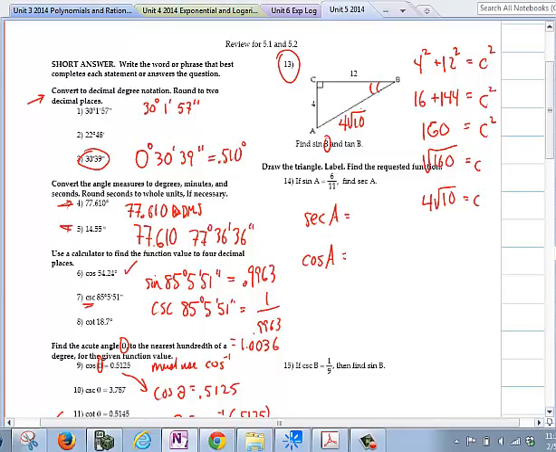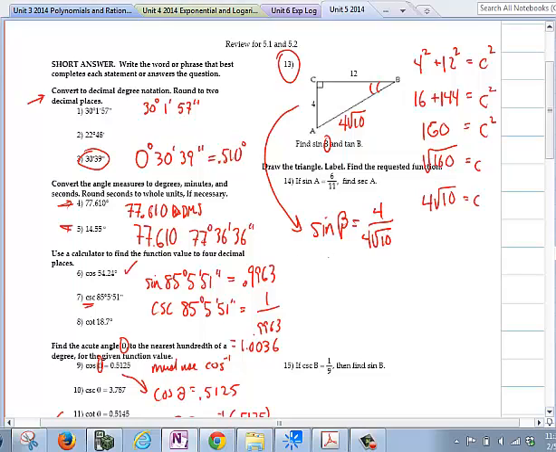So what we would do here is with these values, the sine of B would equal 4 over 4 root 10, and that would simplify to give you 1 over root 10 because the 4's cancel. And your answer for the sine of B would be root 10 over 10. That would be fully simplified.